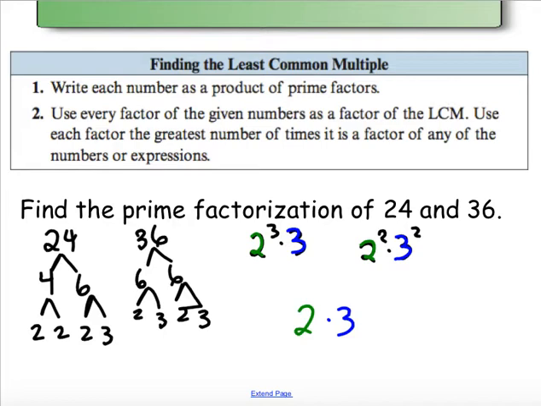For the 2's, I want to know, is 2 to the third, is that more 2's, or is 2 squared more 2's? And I would say, well, 2 to the third is more 2's. So I would use 2 to the third. And in comparison between 3 to the first and 3 squared, I'm going to use the squared because that comes up the greatest number of times. So in this case, I end up seeing that I'm going to multiply 8 times 9 and find that my least common multiple is 72.